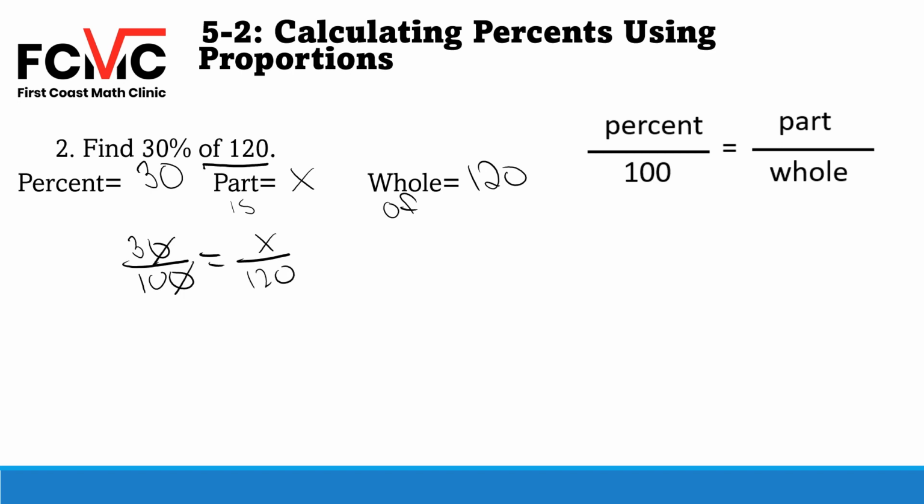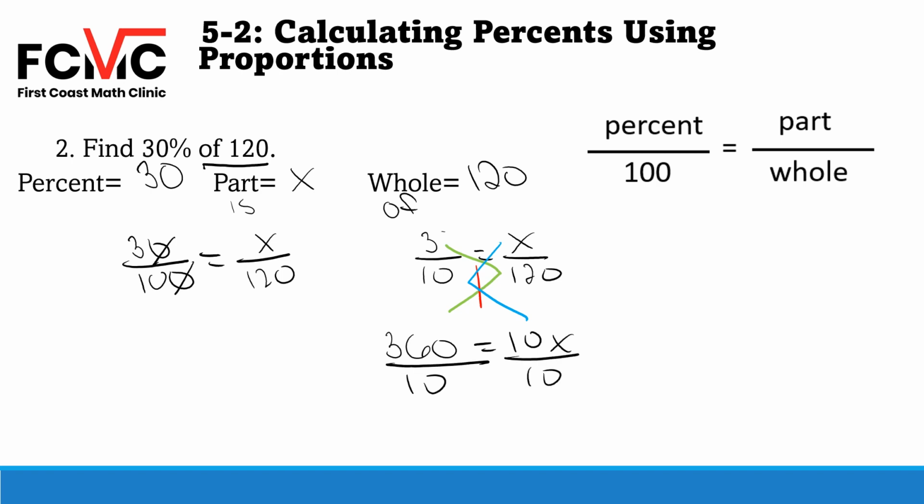So cancel out the zeros. So 3 over 10 equals x over 120. Now we can cross multiply. 3 times 120. Bring down the equals. X times 10. 3 times 120 is 360 equals 10x, divide by 10, divide by 10, and x is going to be 36. So 30% of 120 is 36.